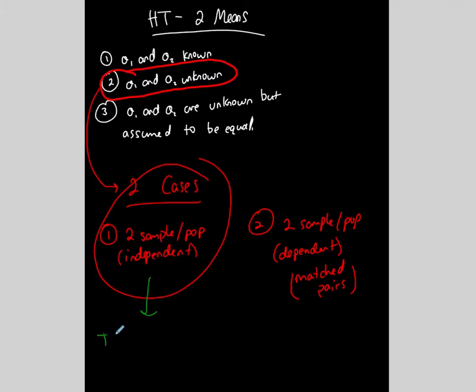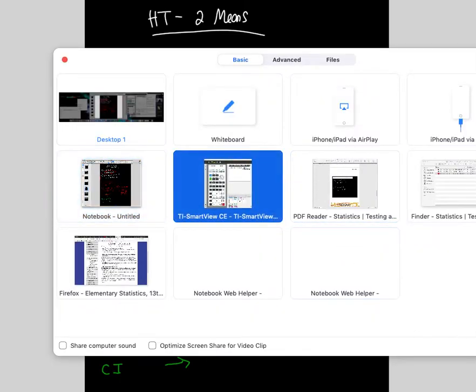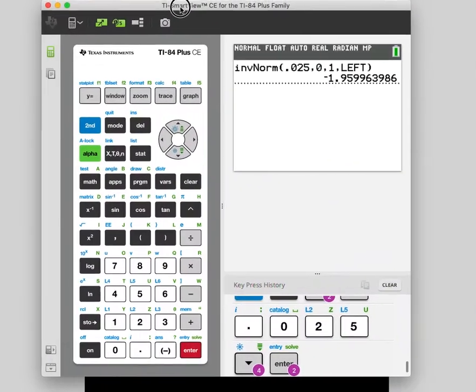if I want the test statistic or the p-value, my calculator trick will be something. Or if I want the confidence interval, my calculator trick will be something. Let's go to the calculator and see if we can figure out what we might use, because this is what you're going to have to do.